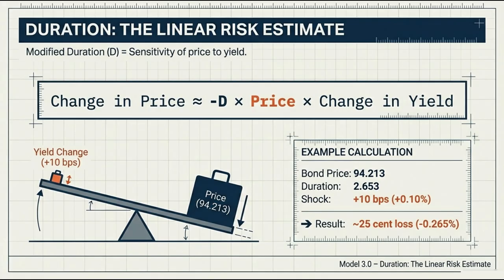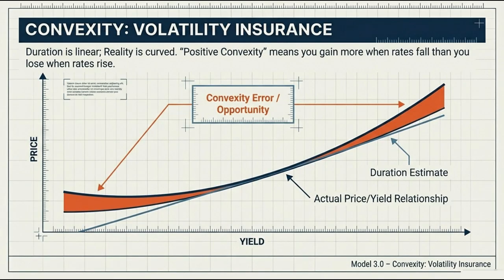And this is how portfolio managers use it. If they want to reduce their interest rate risk, they reduce their portfolio's average duration. And if they expect rates to fall, they increase duration to maximize the price appreciation. But, and this is a big but, duration is a linear approximation. It's a straight line tangent to a curve. And the actual relationship between price and yield is curved.